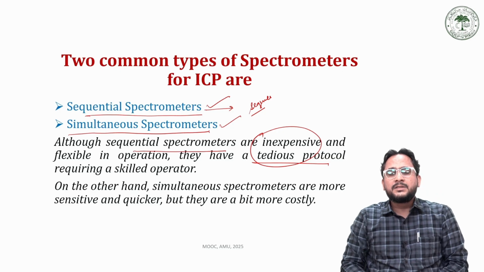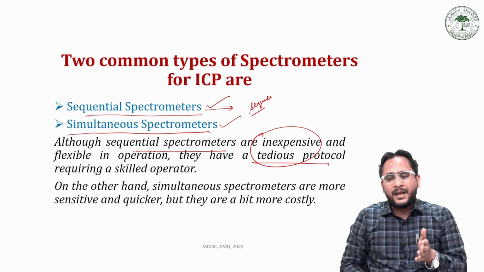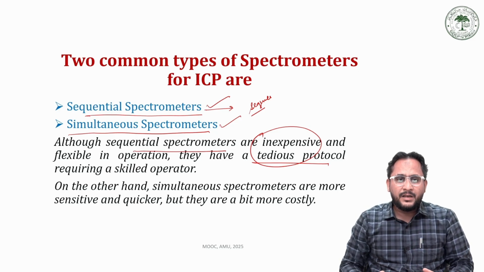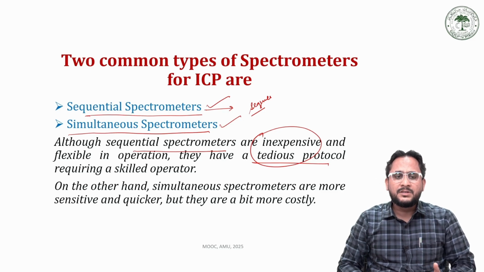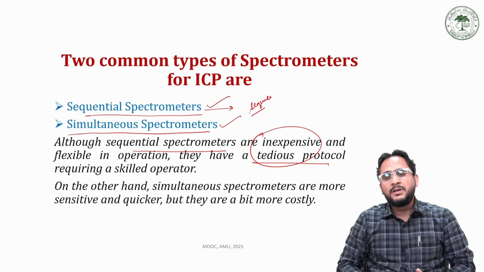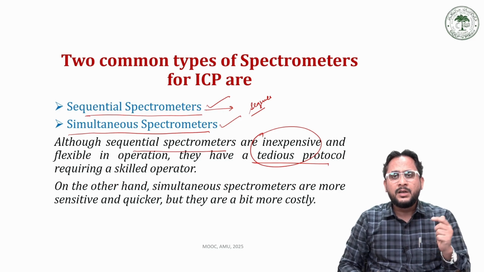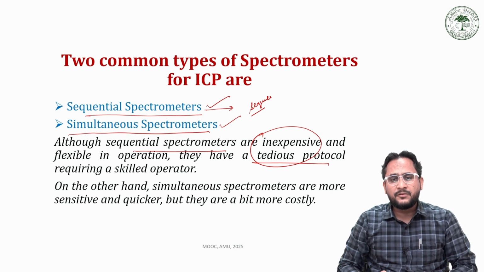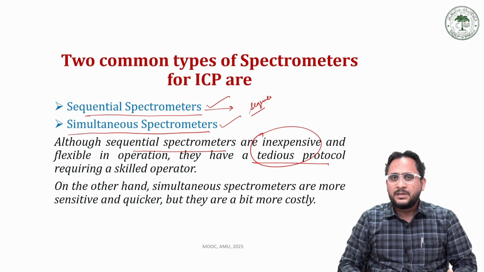These spectrometers have the beauty that we can perform analysis of multiple elements at a time. We can detect multiple elements simultaneously. Therefore, these simultaneous spectrometers are very quick in response. Just by doing one or two runs, we can identify numerous elements. We can go up to 30, 40 or 50 elements in a sample with these simultaneous spectrometers in just a few minutes.